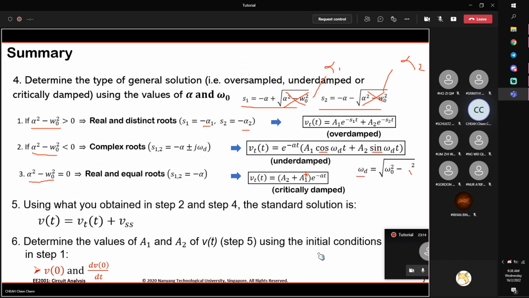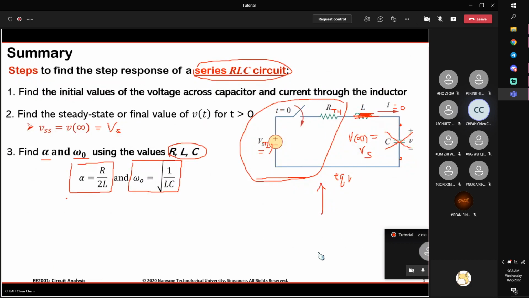For the underdamped, you need to calculate one more thing, which is omega d. Omega d is actually the square root of omega 0 squared minus alpha squared, right? Which means that once you have calculated omega 0 and alpha, you can also calculate omega d, then you just put it into here. Where alpha is directly obtained from the value over here.